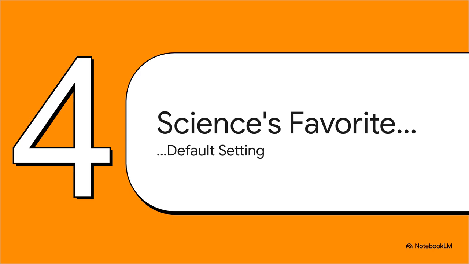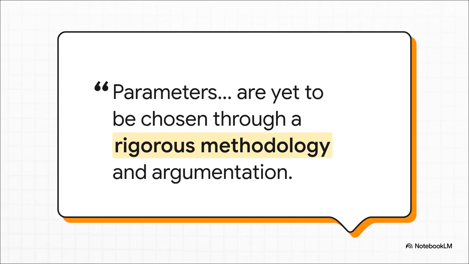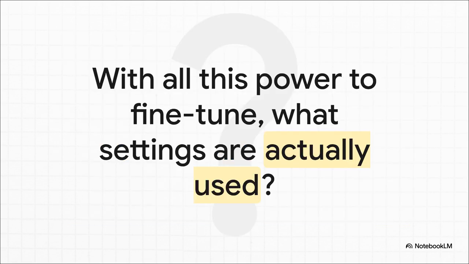But this is where the review paper we're looking at takes a really surprising turn, and it reveals something fascinating about how science is actually practiced. The authors point out a paradox. They state that the parameters, those two dials, beta and gamma, are yet to be chosen through a rigorous methodology and argumentation. So, in other words, even with this amazingly adjustable tool, researchers often aren't explaining why they picked the settings they did.